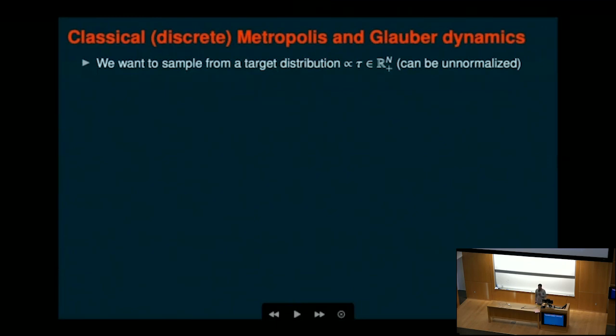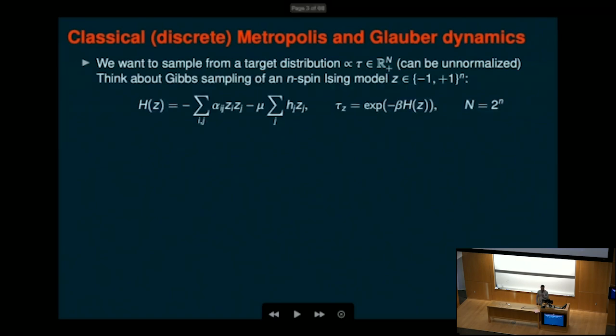Okay, so I'm going to start with the classical versions of these algorithms that are known by the names of Metropolis and Glauber dynamics. So what's the goal? The goal, in the classical case, is to sample from a probability distribution, a target distribution. And for this, we know a large-dimensional vector with some entries, but it doesn't have to be normalized. So think about Gibbs sampling to motivate this problem.